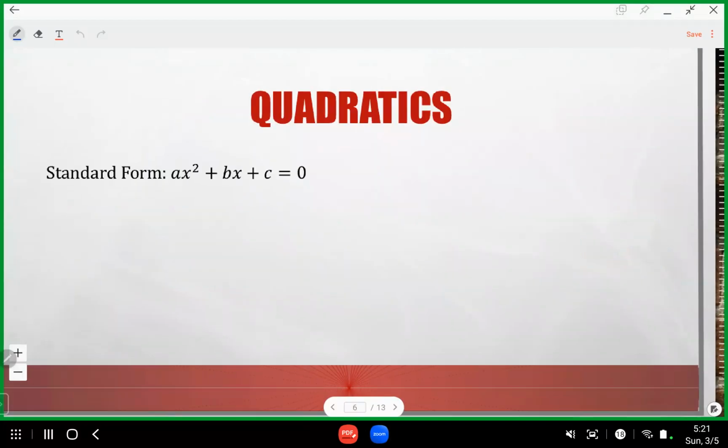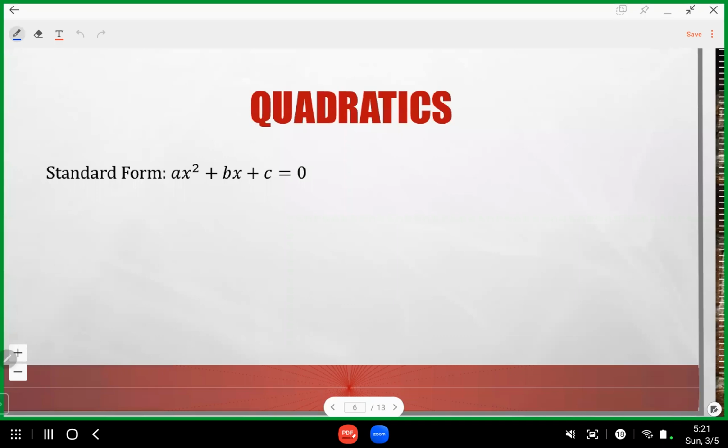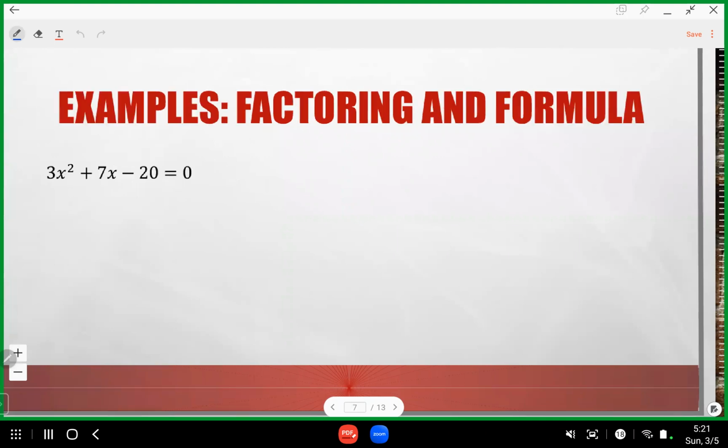So let's go to quadratics. The standard form of quadratics is going to be, of course, ax squared plus bx plus c is equal to 0. We all know that quadratic form, right? So let's see here. I wanted to give a couple examples on how to solve the quadratics. But before that, I want to review on how to factor. Okay, so let's go to the next slide on how to factor.